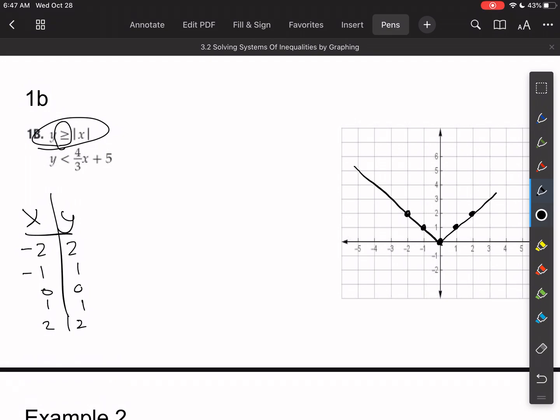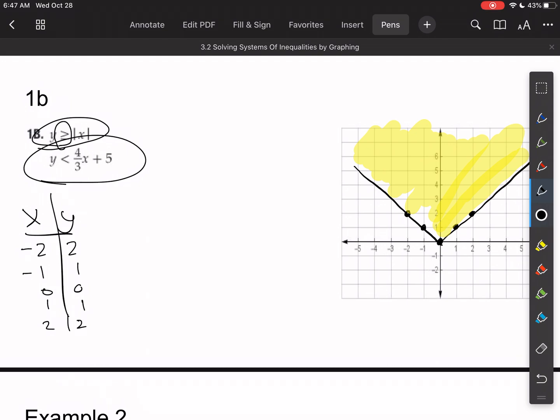All right, so I got that thing happening. And then it says that the y values are greater than or equal to that. Okay, so I'm going to shade in above the absolute value equation because it's greater than that. All right, and then I'm going to go to my second line.